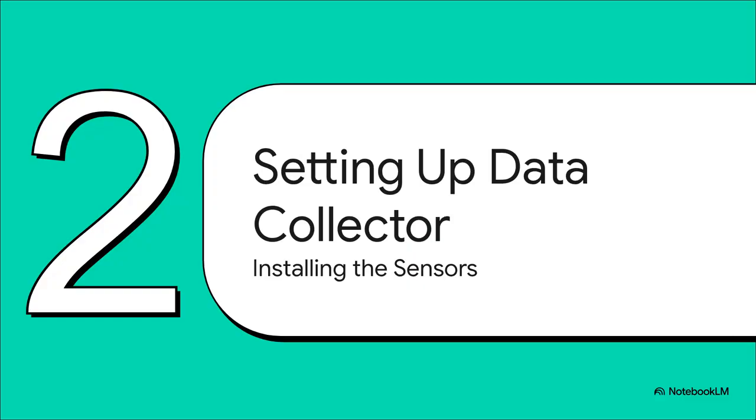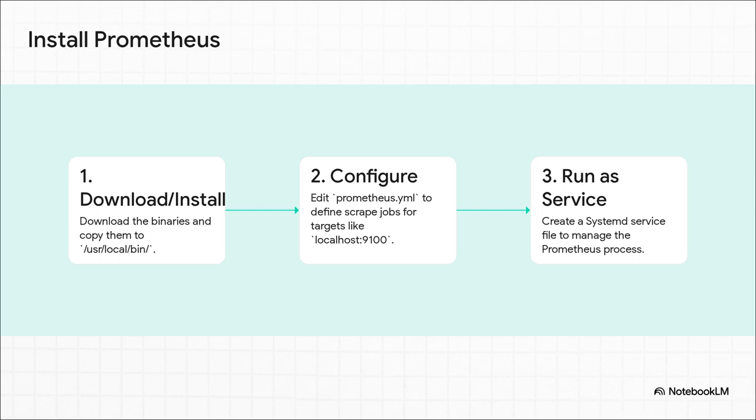All right, theory's over. Let's get our hands dirty. We're moving on to the setup phase, where we'll install the actual components that are going to go out and collect all that valuable system data for us. You know, installing Prometheus might seem intimidating, but it really just boils down to three main steps. First, you download the software. Second, you tweak a simple configuration file to tell it what to monitor. In our case, that's the Node Exporter on port 9100. And finally, you set it up as a system service. That just tells the OS, hey, make sure this thing is always running, even if I reboot.